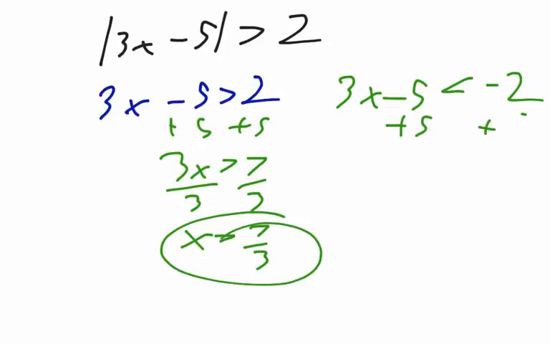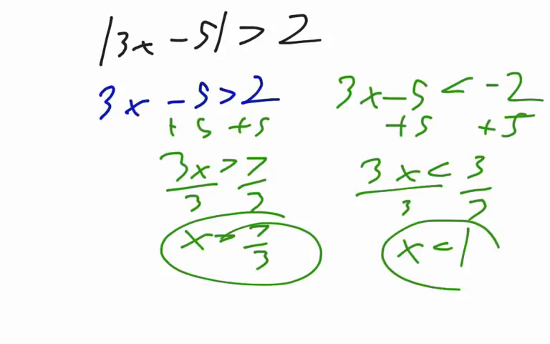Here I'm going to add 5. 3x is less than 3. Divide by 3. And then we got x is less than 1.